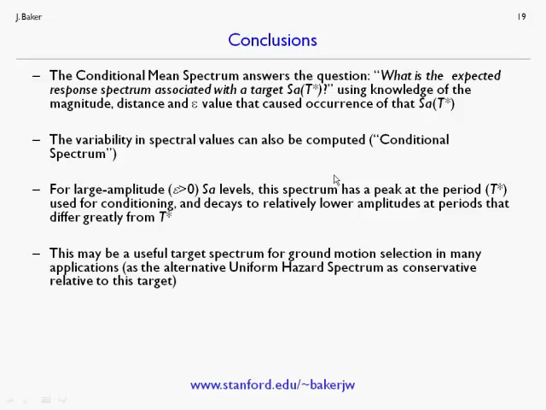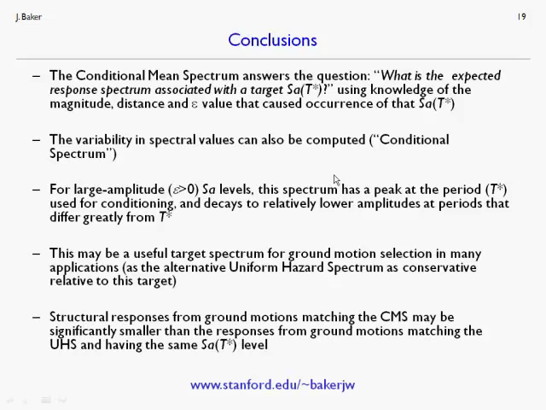And this is a more realistic shape for high amplitude response spectra, and because of that, it's potentially a useful target spectrum for ground motion selection. Relative to the more widely used uniform hazard spectrum, the uniform hazard spectrum can be seen to be conservative.